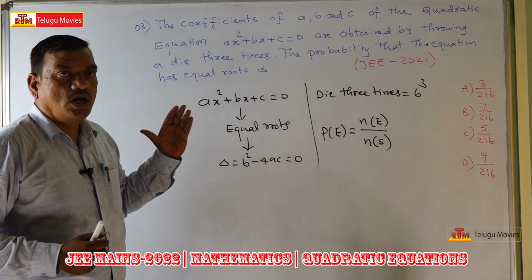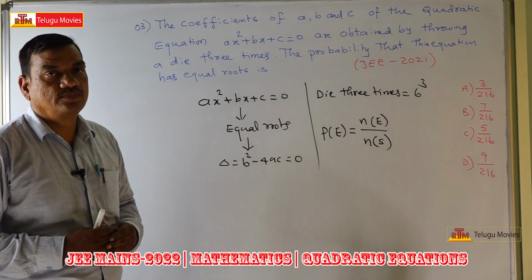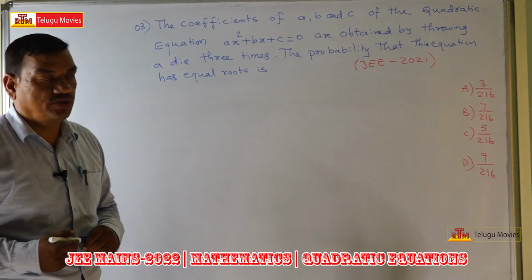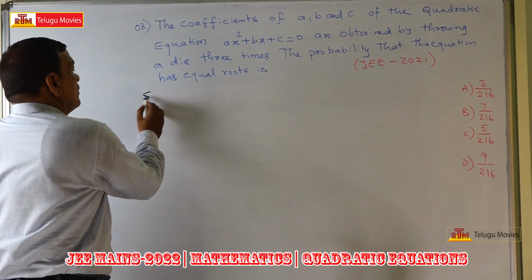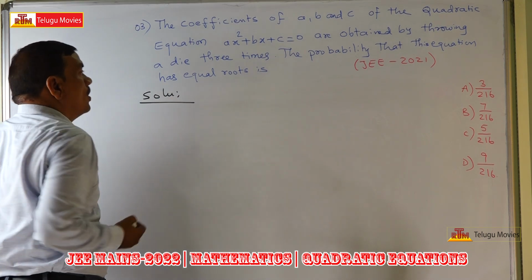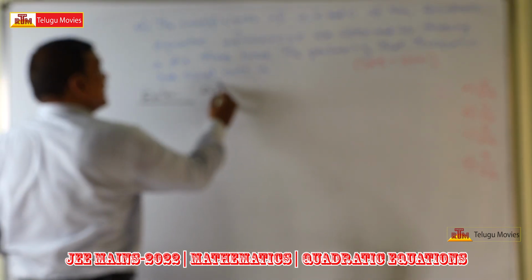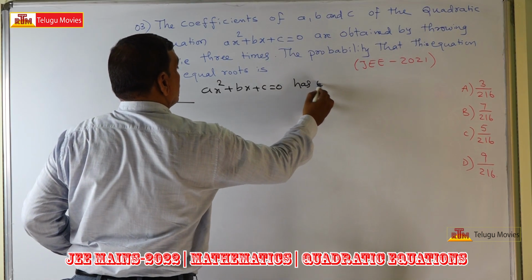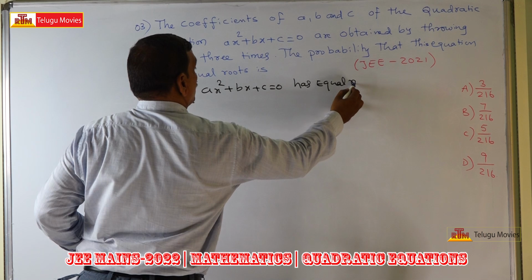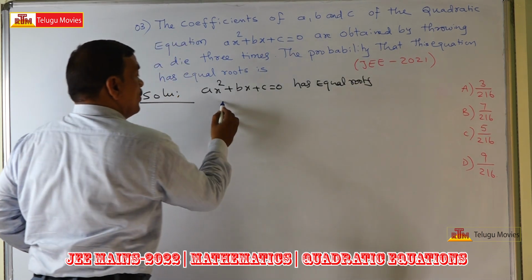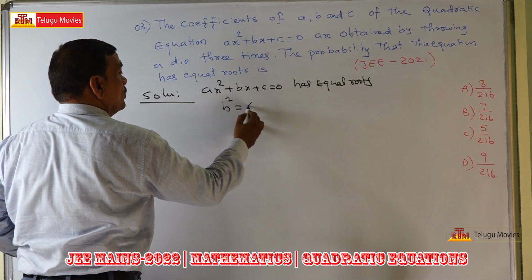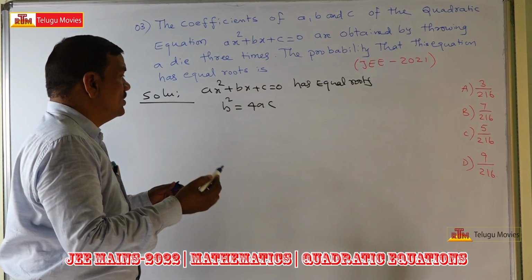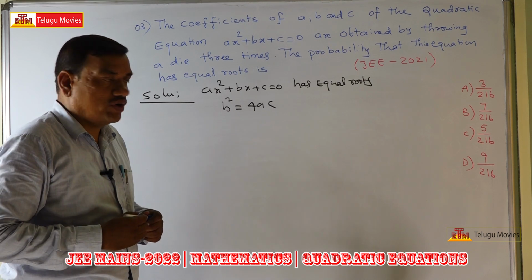So, let us solve the main problem. Dear students, welcome to the main solution. Here this quadratic equation ax square plus bx plus c is equal to 0 has equal roots. Therefore, b square minus 4ac is equal to 0. Therefore, b square is equal to 4ac.